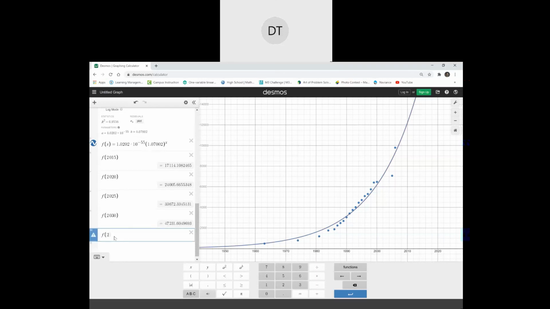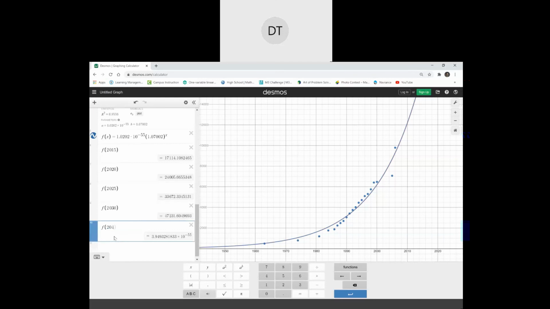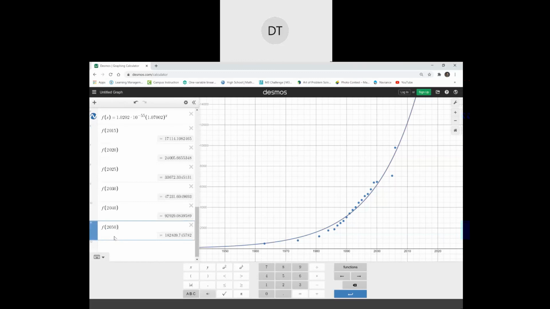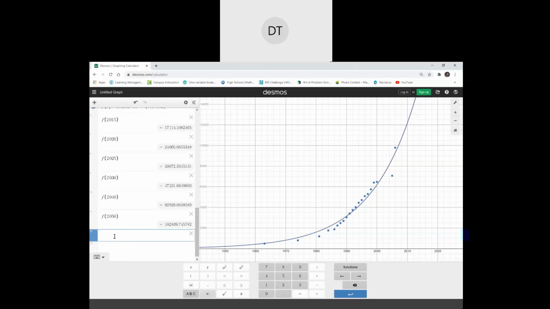And we want to know about 2040 and 2050. So F of 2040, we should be at 92,929. So that gets close to what we're at around the Founding Fathers' time. But is this realistic? And then if we look at the model in 2050, we should be at close to 200,000, at 182,839.